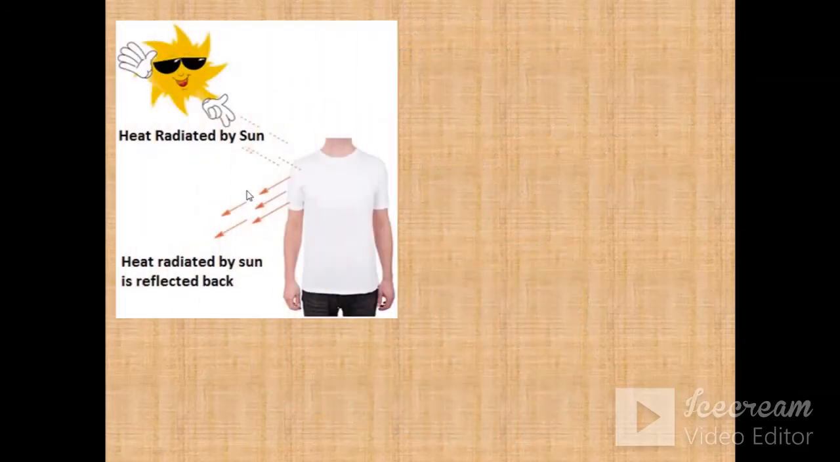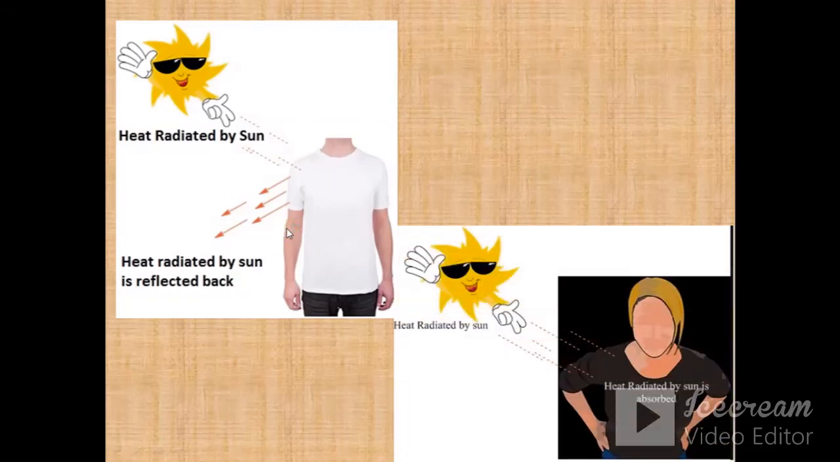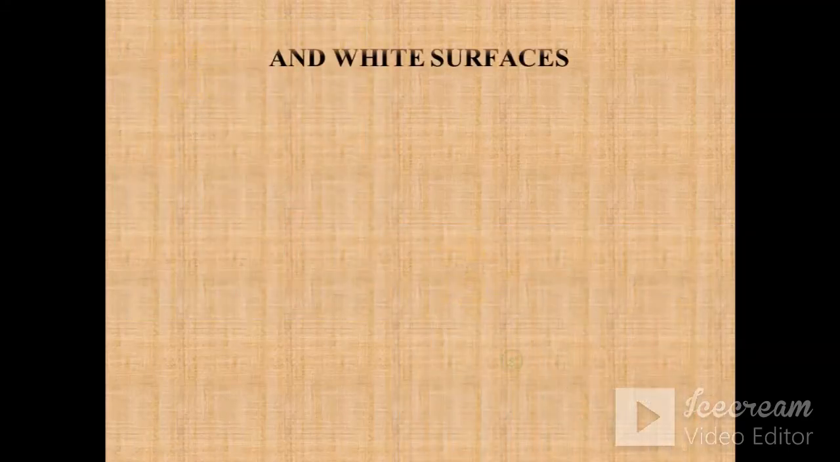So here is heat radiated by the sun. That is why we are wearing these light colored clothes during the summer. But during the winter, what do we prefer? We prefer to wear dark colored clothes, so that the maximum amount of heat is absorbed and we do not feel cold during the winter season.